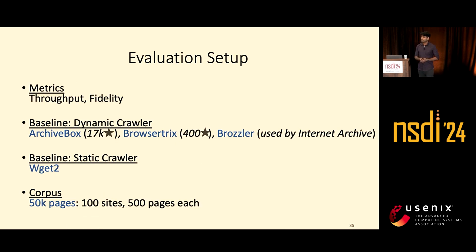With that, I'll move on to the evaluation part of my talk. The two key metrics that we evaluate Sprinter on are throughput and fidelity. For the dynamic baseline, we built a custom crawler that was based on some of the most popular open source browser-based crawlers. For a static baseline, we looked at wget2, another open source crawler. And we used a corpus of 50,000 pages, which essentially consisted of 100 random Alexa sites and 500 pages on each of those sites.